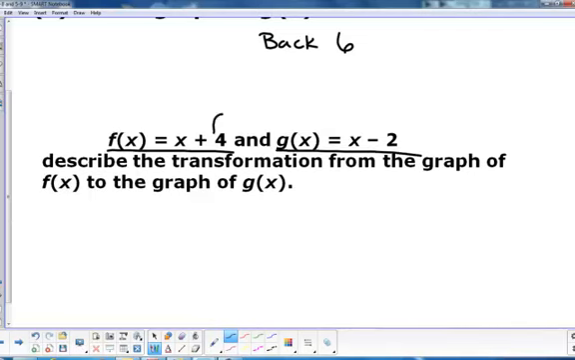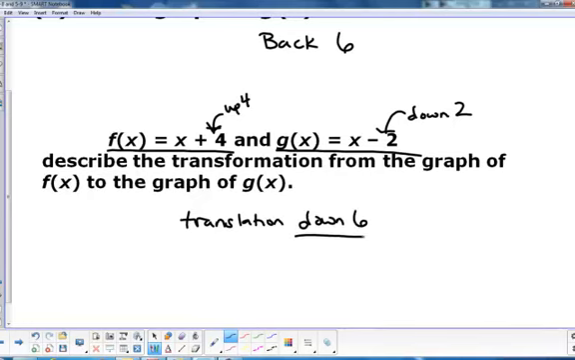And then the second one, again, you're comparing f of x to g of x. So f of x is already up 4, and the g of x, we're going down 2 from the parent function. So this translation is down 6. That's the total way that it's translated. This is also a translation.